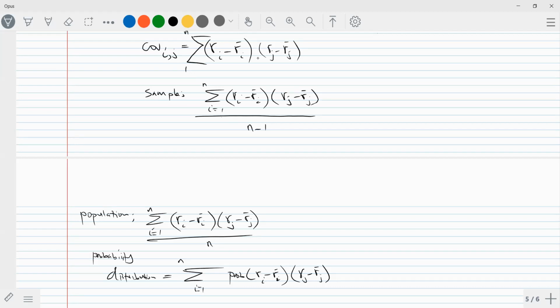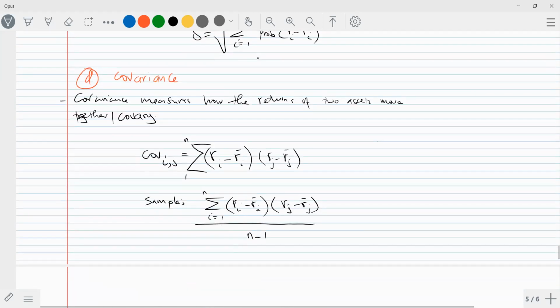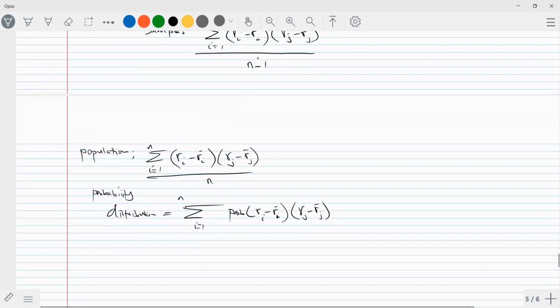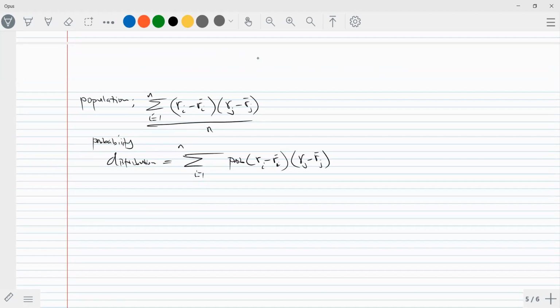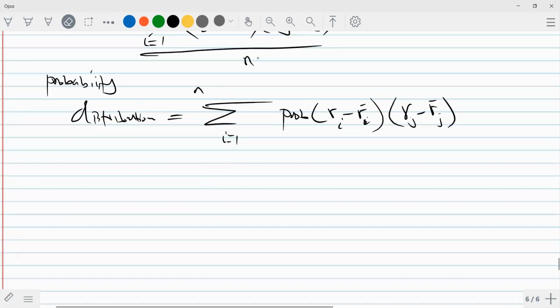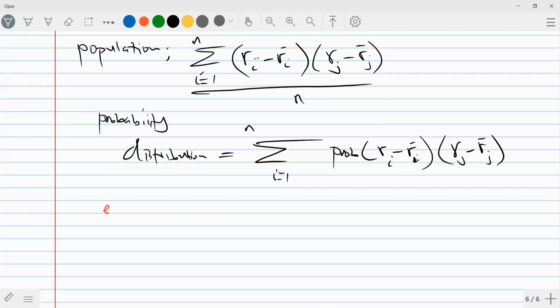That's why generally we need to get a better measure, because you may want to understand: if A increased by 10%, what is the actual increase in B? From the covariance, you can't get that information. So we need another measure, which we refer to as the coefficient of correlation. The next measure of risk is called the coefficient of correlation. So part E is what is referred to as the coefficient of correlation.